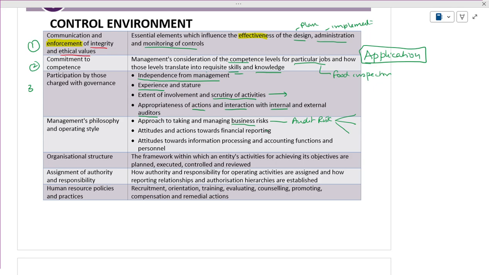Attitudes and actions towards financial reporting. When you are reporting it, you have to make sure that you focus on material misstatements.